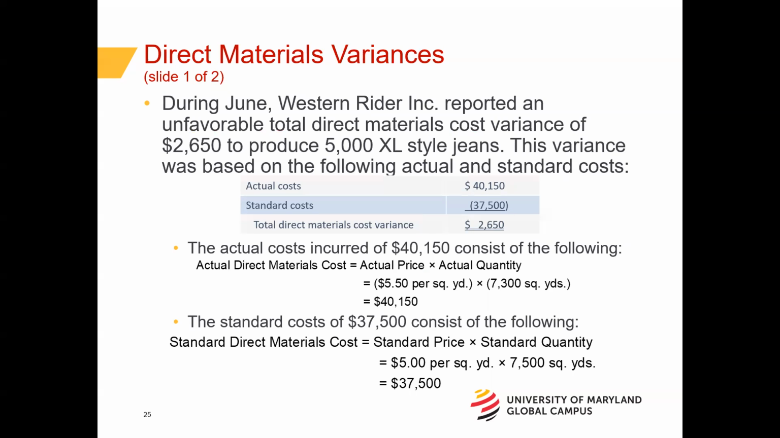Let's look back at our example, our extra large pair of blue jeans. During the month of June, we reported an unfavorable total direct materials variance of $2,650. That was by taking the actual cost, $40,150, minus the standard cost of $37,500 to get to an unfavorable direct materials cost variance of $2,650. Remember, it's unfavorable because the actual is greater than the standard.